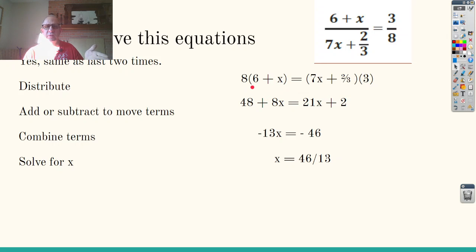6 times 8 is 48. x times 8 is 8x. 7x times 3 is 21x. 2/3 times 3 is just 2, because the 3s will cancel out. So I am going to subtract 21x on both sides, and I'm going to subtract 48 on both sides. 8x minus 21x is negative 13x. 2 minus 48 is negative 46. And then divide by negative 13 on both sides, so I get a positive x equals 46/13. Okay.